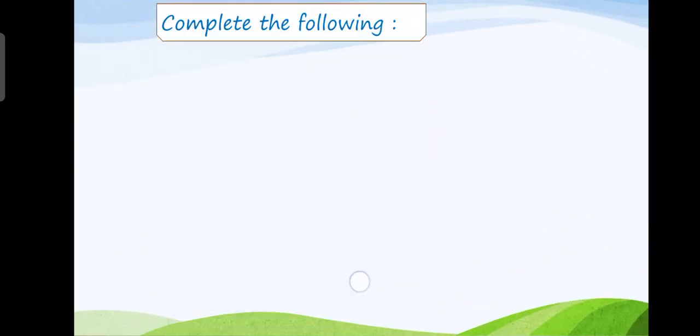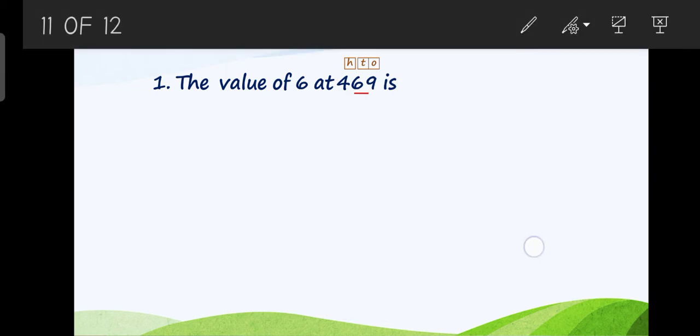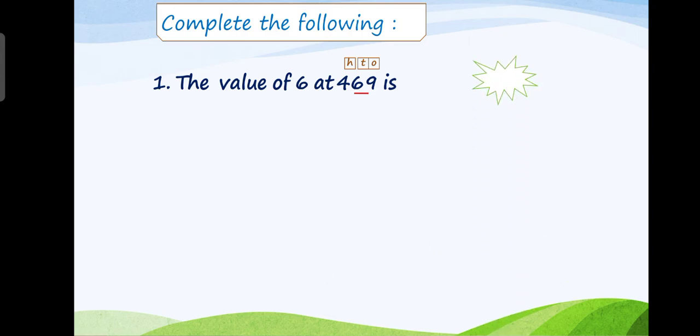Complete the following. We need to know the value of 6 at 469. What do we have to put first? Ones, tens, hundreds. 6 is in which place? In tens. So it has how many zeros? Tens have 1 zero, so it will be 60.